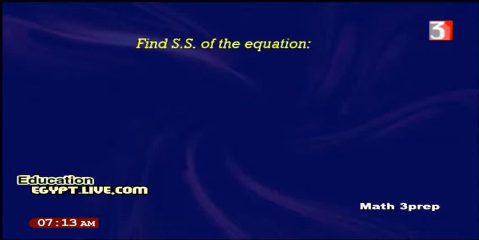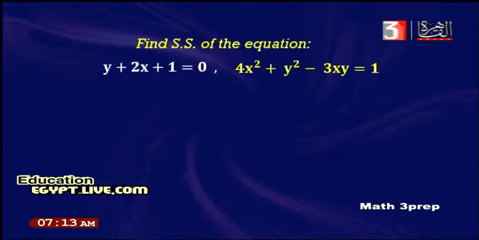Another example. Find the solution set of the equations. y plus 2x plus 1 equals 0, and the other equation is 4x to the power of 2 plus y to the power of 2 minus 3xy equals 1. You are going to look carefully at such two equations. Which of them is of the first degree? The first one, which is y plus 2x plus 1 equals 0.